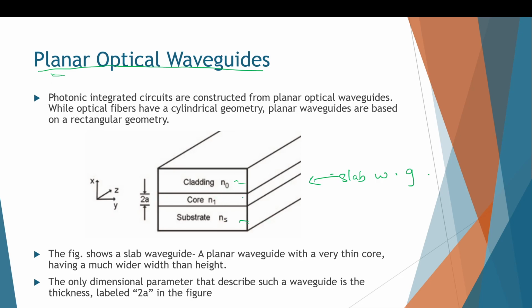So typically this won't extend to infinity. We will have a very wide width compared to the thickness. Then we call it a slab waveguide, or we can say a waveguide with a very thin core and a wider width. Okay, so this can be fabricated on a silicon chip. Say we can have oxide SiO2 as both the cladding and substrate, and we can have silicon or any higher index material like silicon nitride at the center.